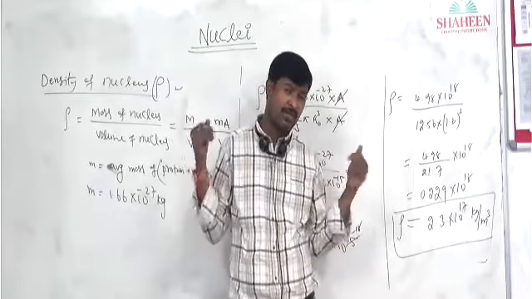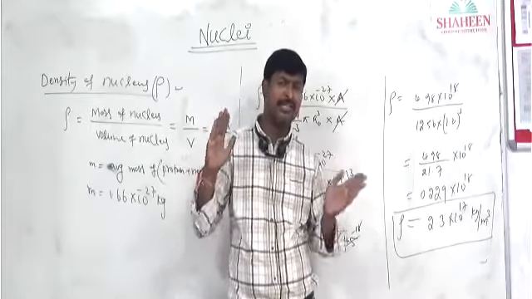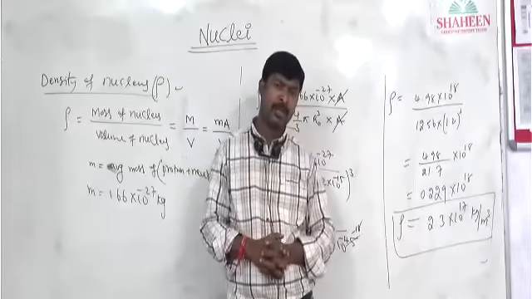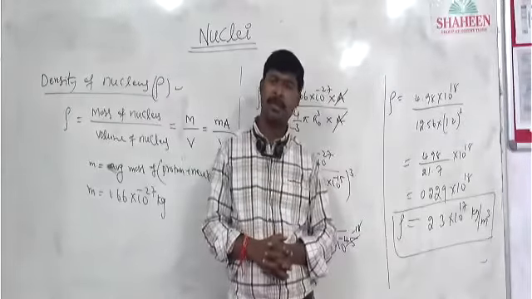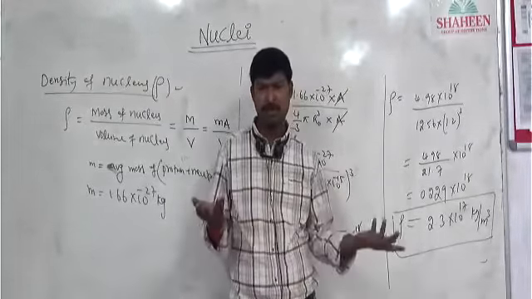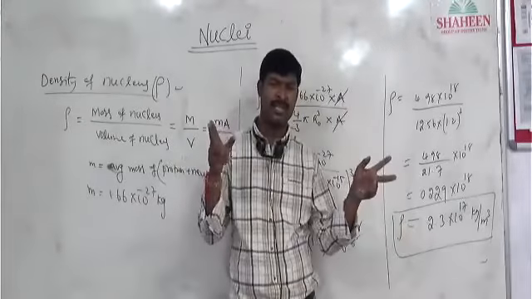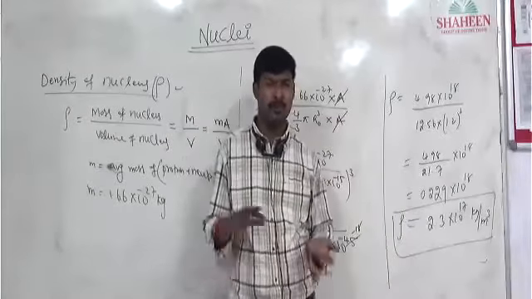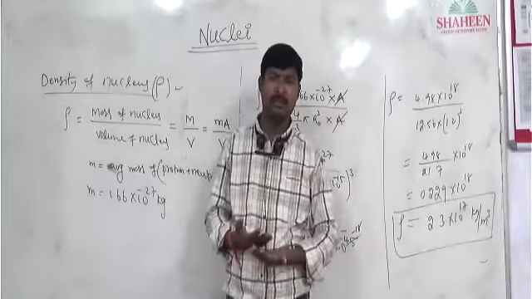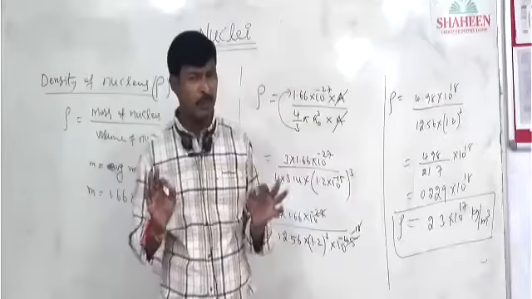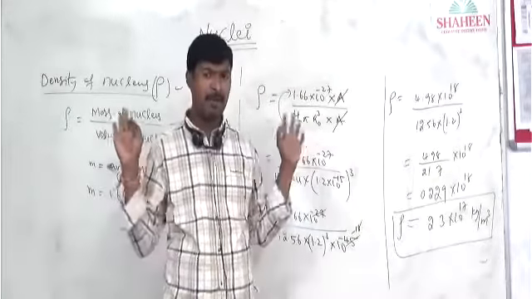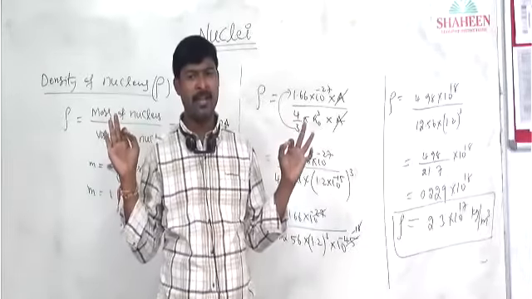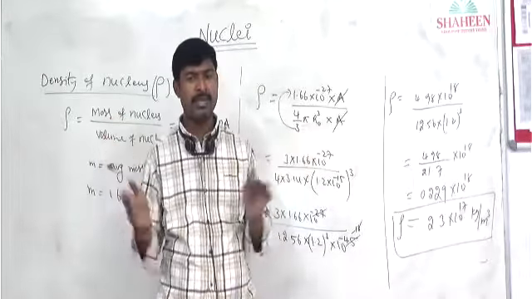Whatever the nucleus you take, its density is constant, it is in the order of 10 to the power of 17 kg per meter cube. Whatever the mass number you take, the ratio of two nucleus densities is 1:1 only, because both the nuclei have the same density irrespective of their mass numbers. Clear? Is this point clear, everyone? Yes or no?